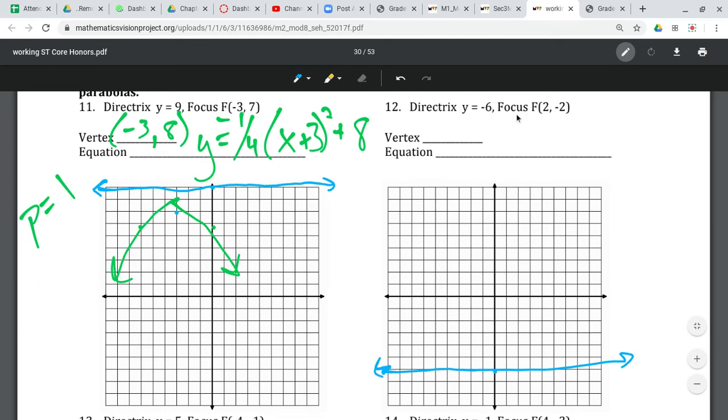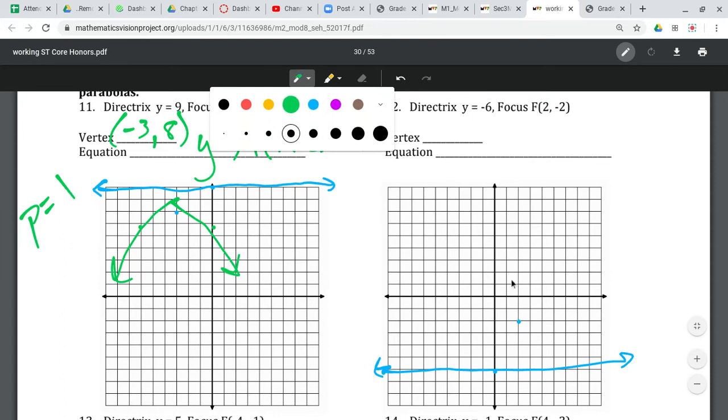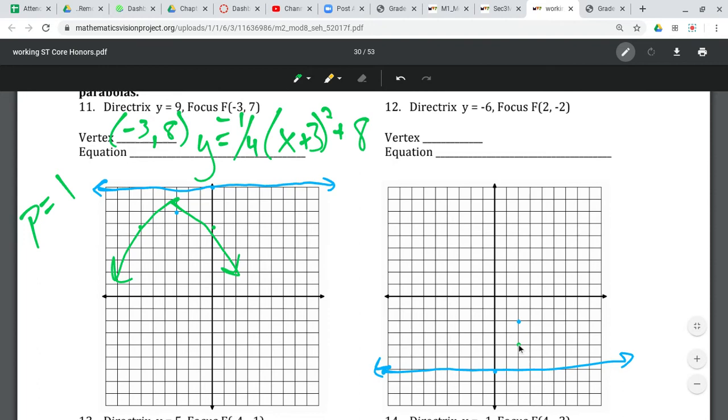Okay, and then our focus is (2, -2). So we're going to go over 2 and then down 2. Okay, so now remember our vertex is going to be halfway between that point and our directrix. So from here to the directrix is 1, 2, 3, 4. So half of that is 2. So there's our vertex. So p equals 2.